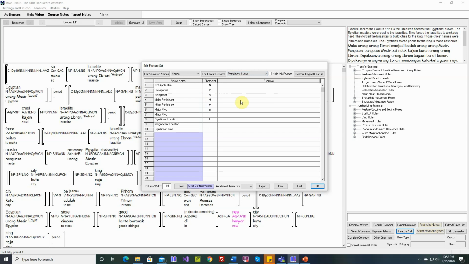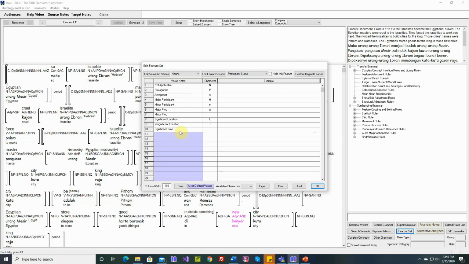Participant status. These again come from one of Professor Longacre's books on discourse analysis. We do set protagonist and antagonist. These others, major participant, minor participant, major prop, minor prop, we haven't been setting those. We do set significant location and significant time.